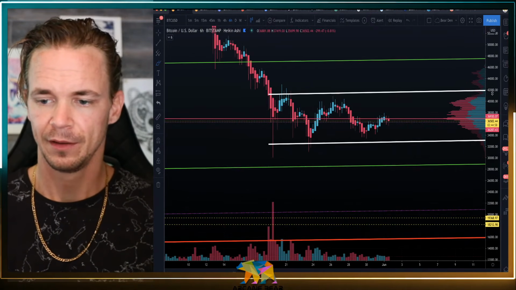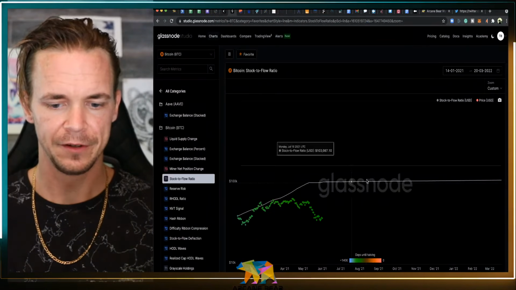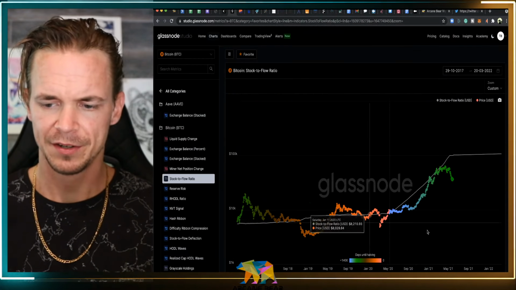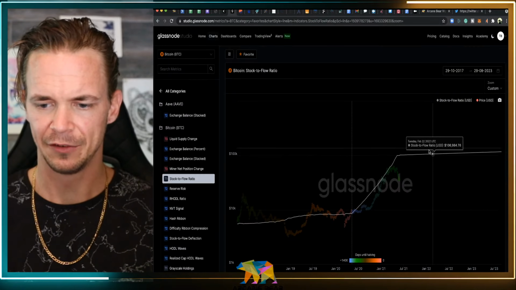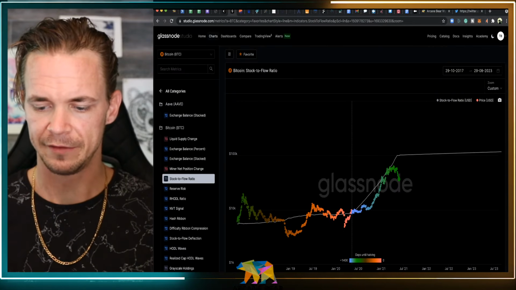Okay, let's go out one more time. Let's take a little bit of a look at the Glassnode features. Again, the stock to flow model doesn't need to be exact. We just need it to be relative. Somewhere between $100,000 and $80,000 is probably a good relative function price for Bitcoin throughout the next 5 years.